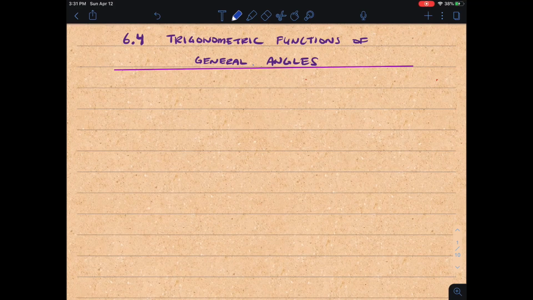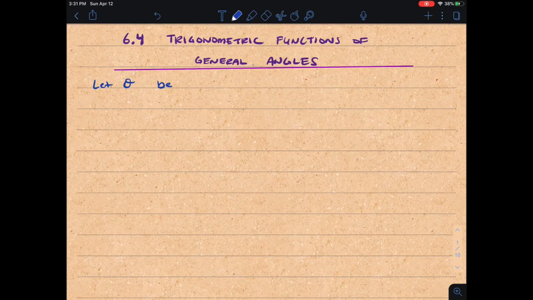Hello, Algebra 2. Up to now, we've been working with trig functions of acute angles, which are angles between 0 and 90 degrees, or 0 and pi over 2 radians. But today we're going to extend the definitions of the trig functions to include angles that aren't just acute. So let's go right into our notes.